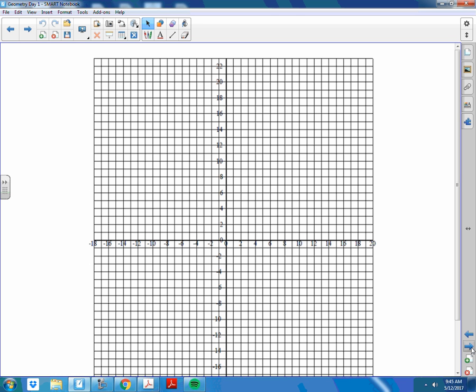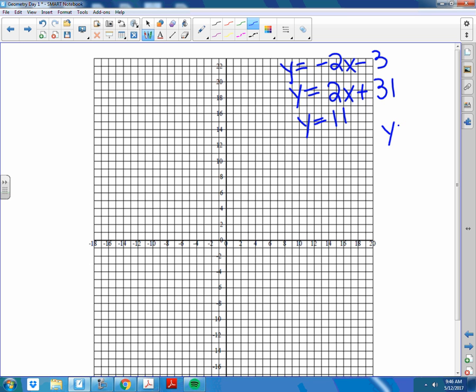Okay? So we're going to talk today about regions formed by lines. Let me give you an example. If I were to say I would like you to graph these lines: y equals negative 2x minus 3. While I'm doing this, go snag the calculator real quick. y equals 2x plus 31. y equals 11. And y equals 3.